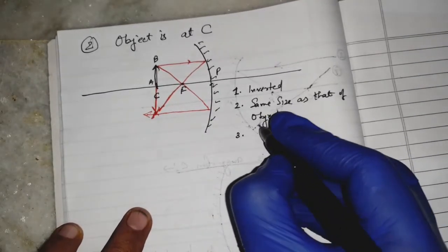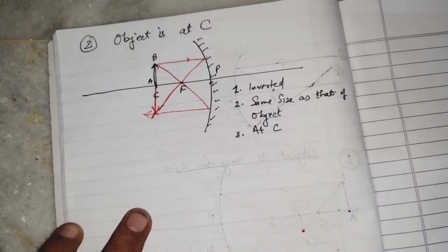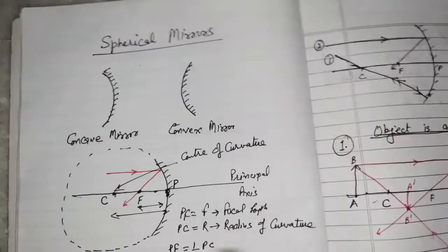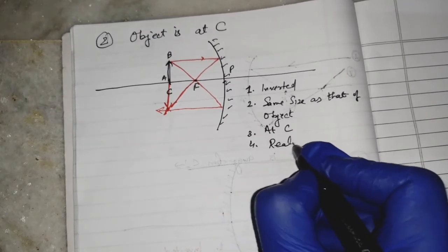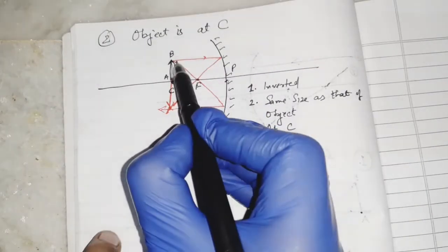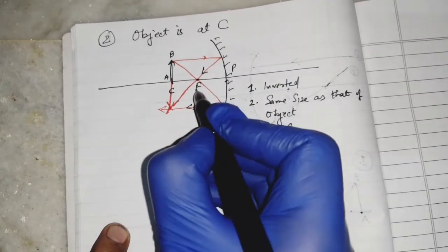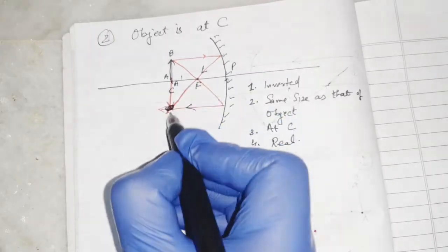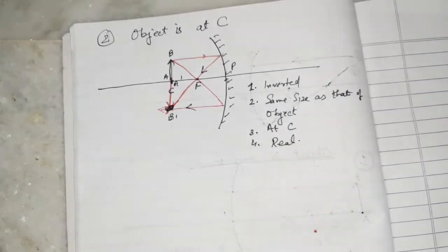Now where is the image formed? At C. Earlier it was formed in between C and F. And one more thing, the image is real. Why is it real? Because the rays are actually meeting at this point. So you can call it A dash, B dash, where A and A dash coincide.